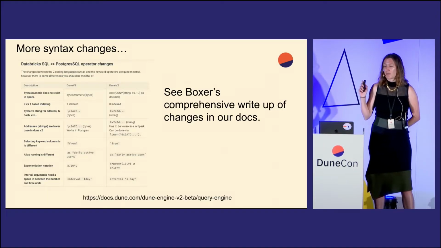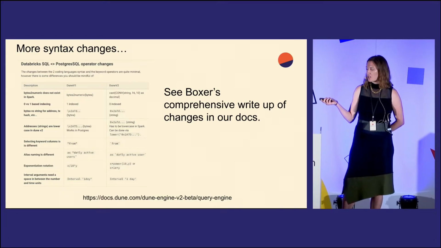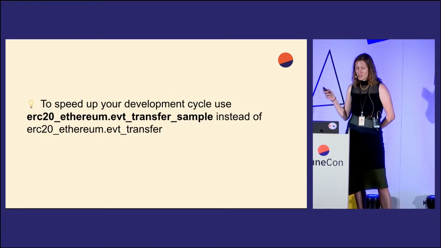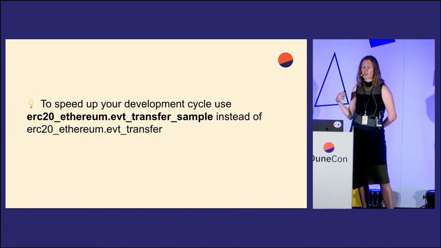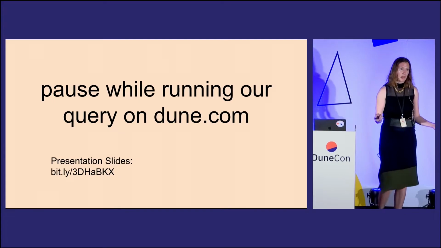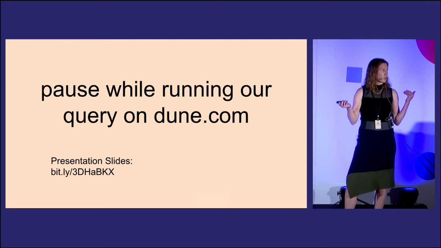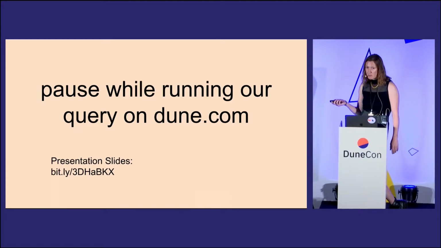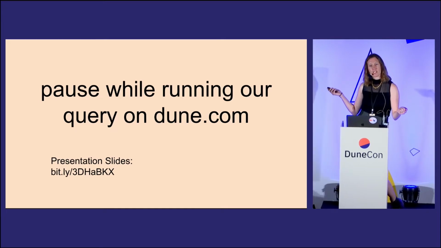But Boxer has written up a very nice, comprehensive overview of all the changes between PostgreSQL and Spark SQL. Also, because we are a workshop and we're running short on time, you can speed up your SQL test by using event transfer sample instead of the full event transfer table. I would recommend doing that. And then once you've made those syntax updates, which should be relatively quick, just copy that SQL and run it on Dune.com and make sure it runs, make sure the data looks good. We'll maybe give you a couple of minutes to do that, and then we will continue on and show you the actual DBT components of this.